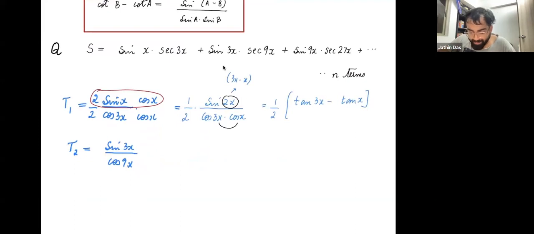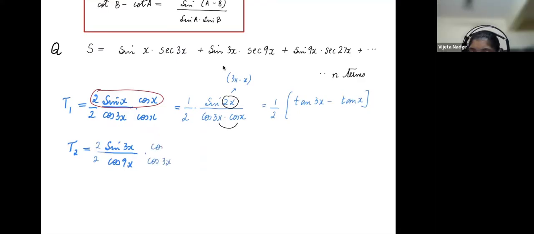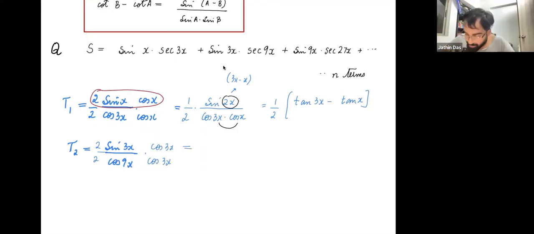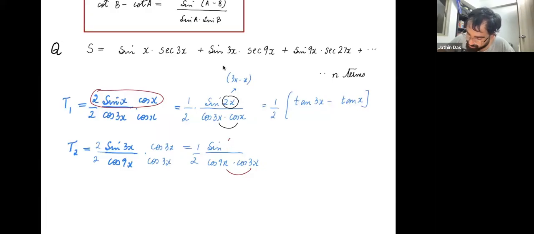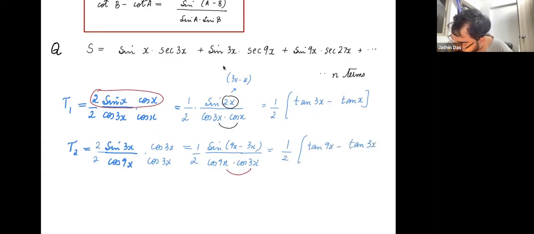What logic do we apply here also? Same logic. You will multiply 2 and multiply cos 3x. So you will get sine of 6x by 2, and this is cos 9x into cos 3x. What is the difference of these? 6x. So 9x minus 3x. So it will be half of tan 9x minus tan 3x. Is it cancelling? Yes, definitely it is cancelling.